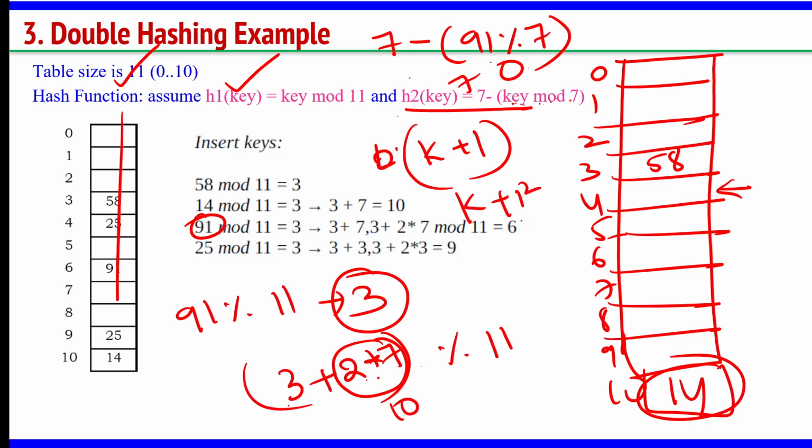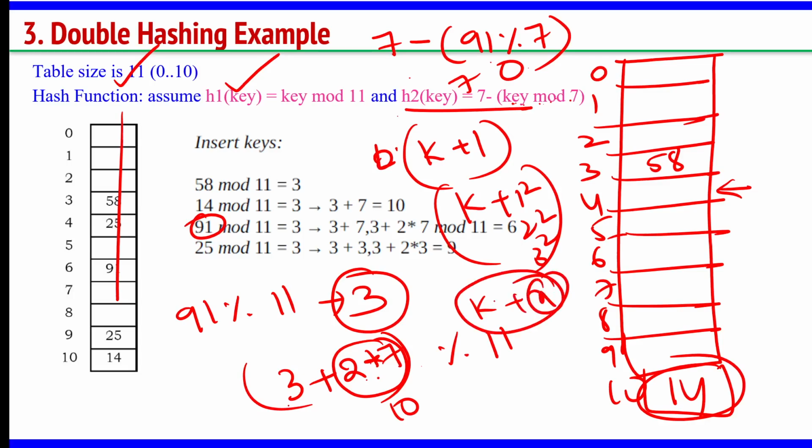Key plus 1 square, 2 square, 3 square is quadratic probing, right? That key plus this x, the new element which I am adding, is found out by using another hash function. That is your double hashing. Why? We are using two hash functions.